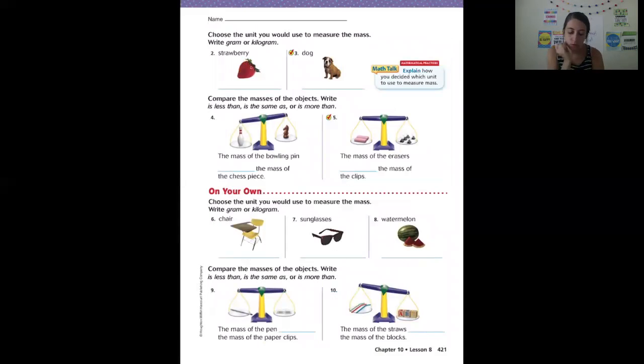So now let's look here. Choose the unit that you would use to measure the mass. So we're going to write gram or kilogram. If I have a strawberry in front of me, am I going to measure it in grams or kilograms? Think about it. Is it a light or a heavy object? Well, I know a strawberry is pretty light, so I'm going to measure that in grams. Now, what about a dog? If I wanted to measure Scout, what do you think I would measure him in? Grams or kilograms? I would say kilograms because he's pretty big.